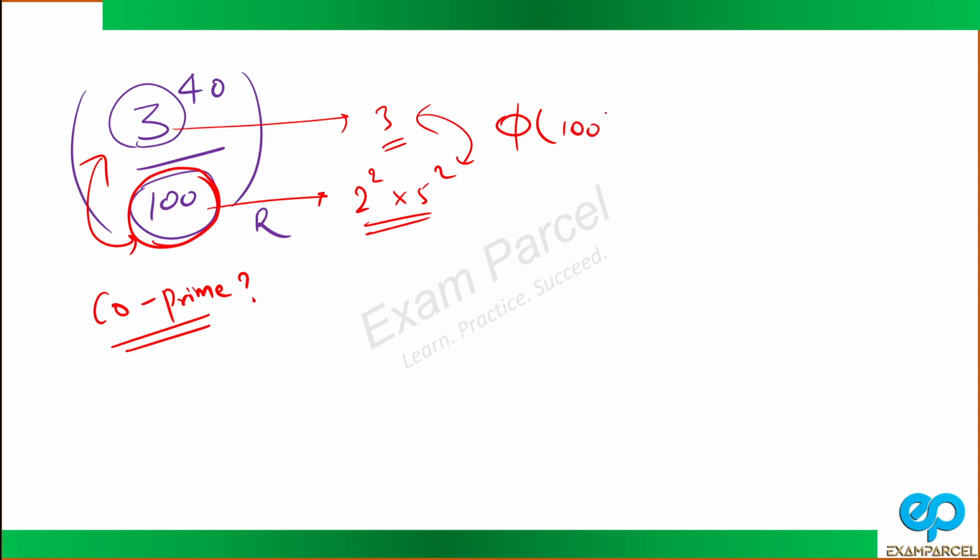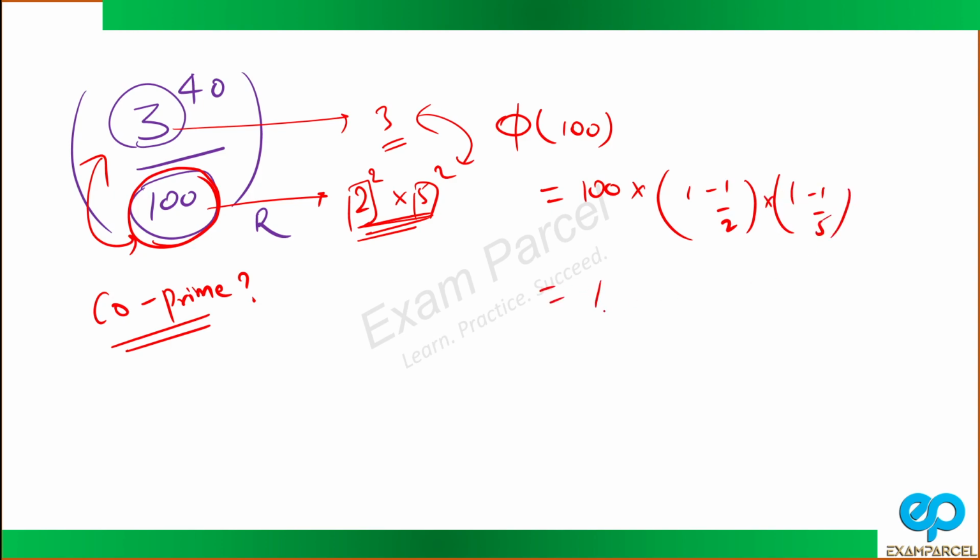Phi of 100. So phi of 100, I need the prime factorization, this one. What are the primes involved? 2 and 5, right? So this is now easy. 100 into 1 minus 1 by 2 into 1 minus 1 by 5. So from here I will get 100 into half into 4 by 5. 5 into 2, 10. So this is 10. 10 into 4, 40. So phi of 100 is 40.